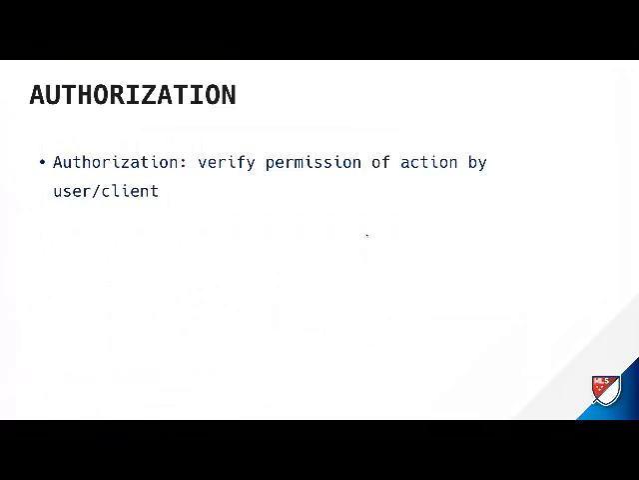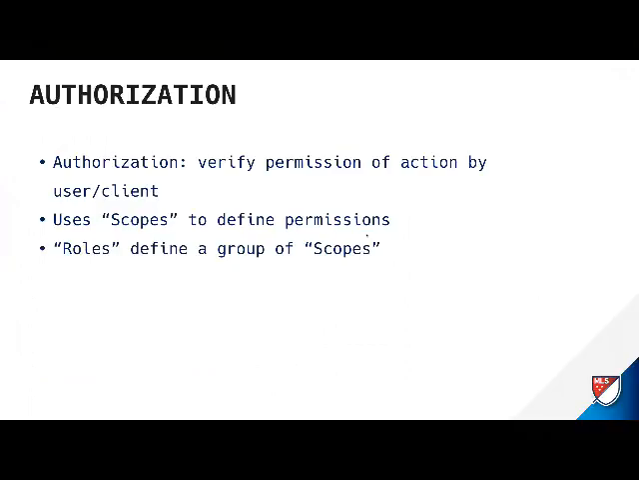With authorization, we verify the permission of an action by a user or client. And so we can think of a particular key that allows us to open certain doors as a scope, right? We use scopes to define permissions. So if you have a scope, that means you have the ability to perform a particular action. We use roles on a user to help group these scopes to make them easier to deal with.